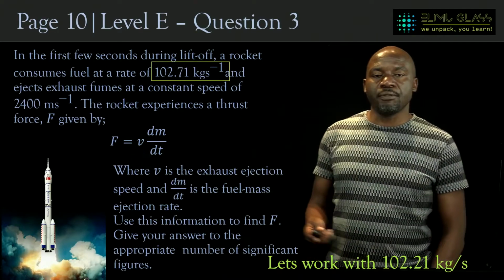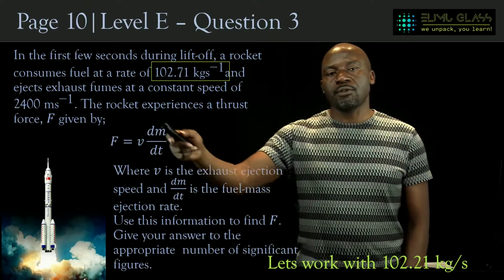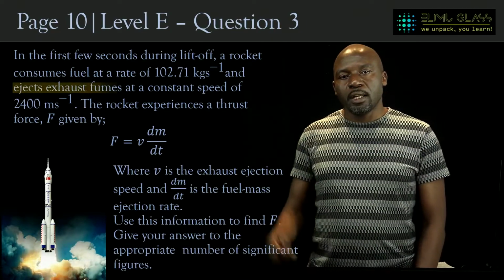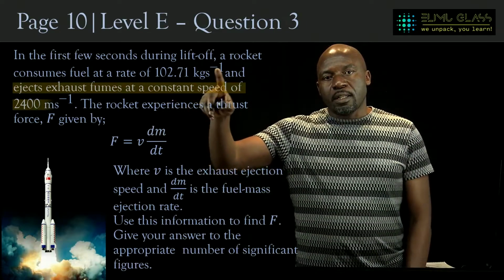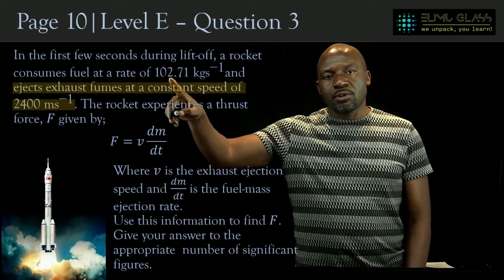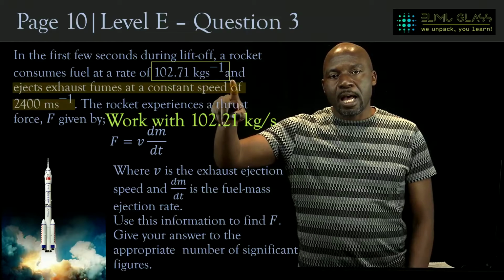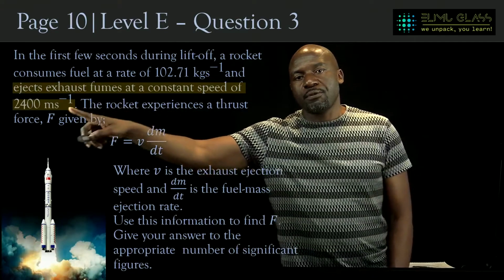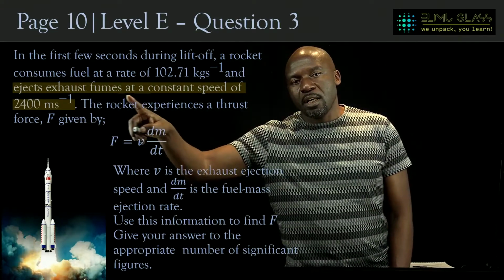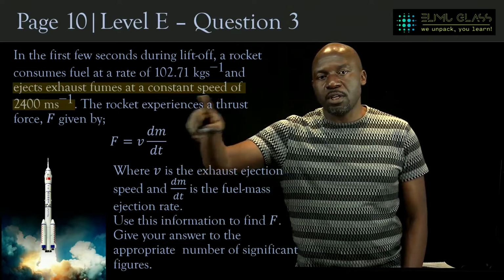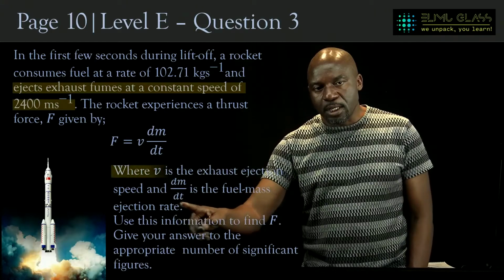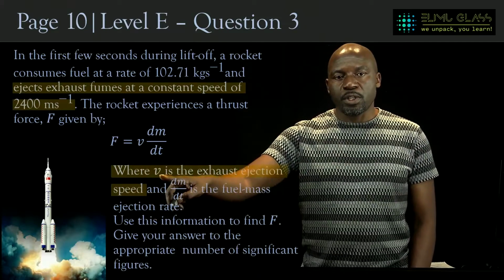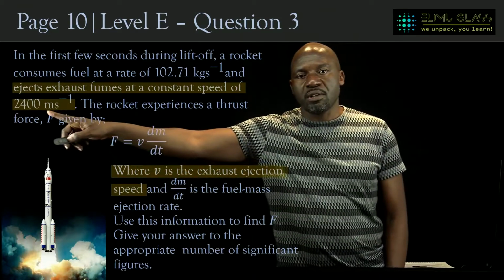So this might sound difficult, but it's really nothing. Okay? Think of this as just one thing. So if we read the question carefully, we are told that the rocket consumes fuel at a rate of 102.71 kilograms per second and ejects exhaust fumes at a constant speed of 2400. And down here we can also see it says where V is the exhaust ejection speed. So this is telling us that V is actually 2400.